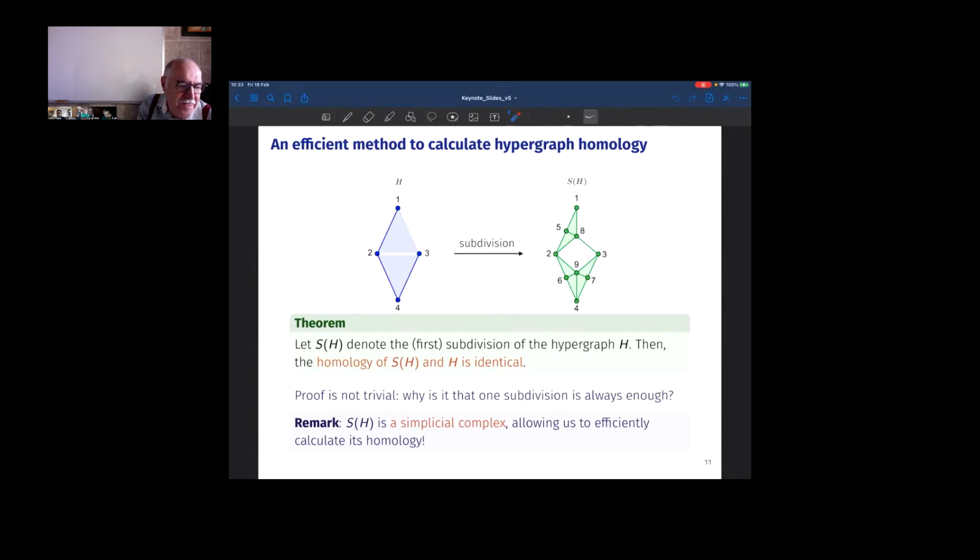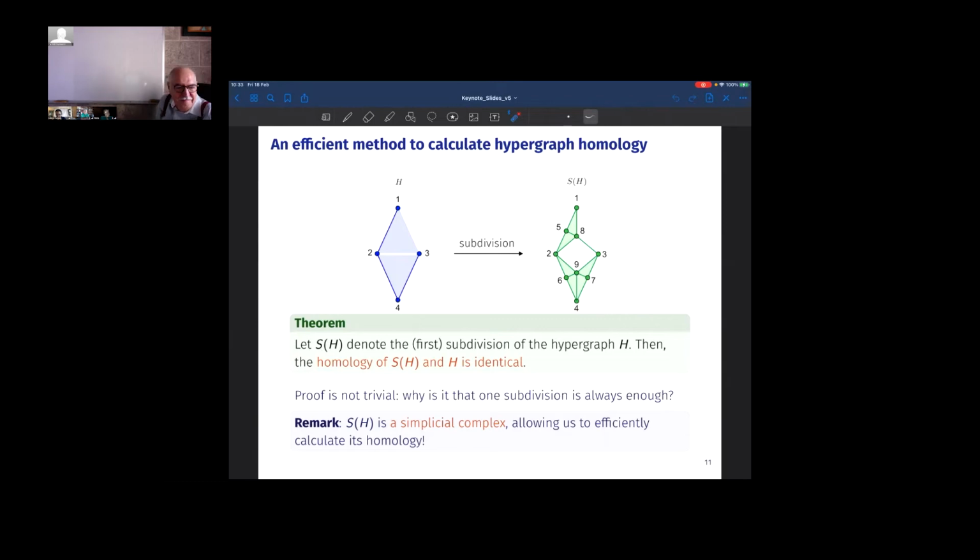In other words, for the topological space corresponding to a hypergraph, take the interior of all the hyperedges, and in that way you get a topological space which is not a simplicial complex. It's just a topological space, but it has the homotopy type of this simplicial complex. Okay, good. Thank you.